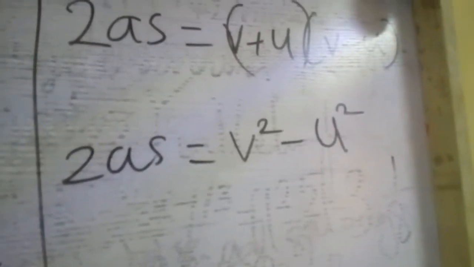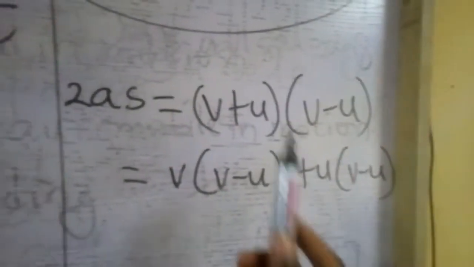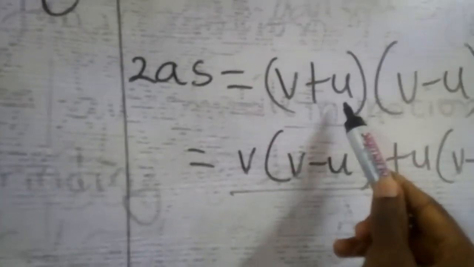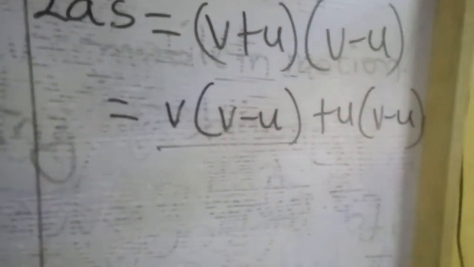Expand this, this is what's going to give you... Okay, somebody said I should expand it. Now let's expand. 2as equals v plus u into v minus u. So that means it is equal to v times v minus u, so v into v minus u, then plus u into v minus u. What have I done? I have used v to multiply the bracket, which is here, then I have used u to multiply the bracket also, which is here. That is how to expand.